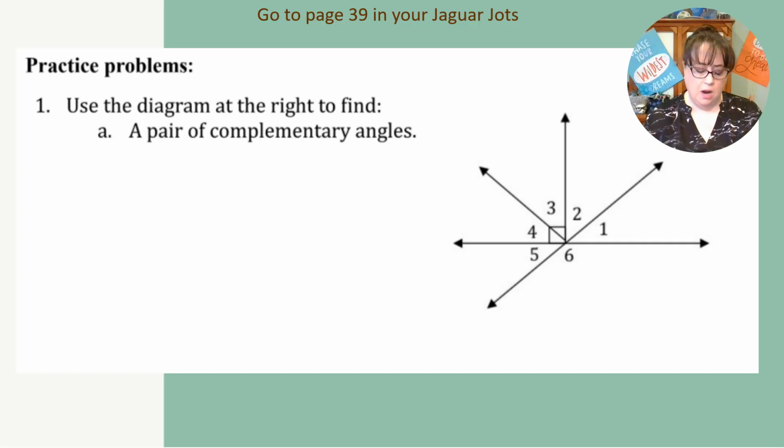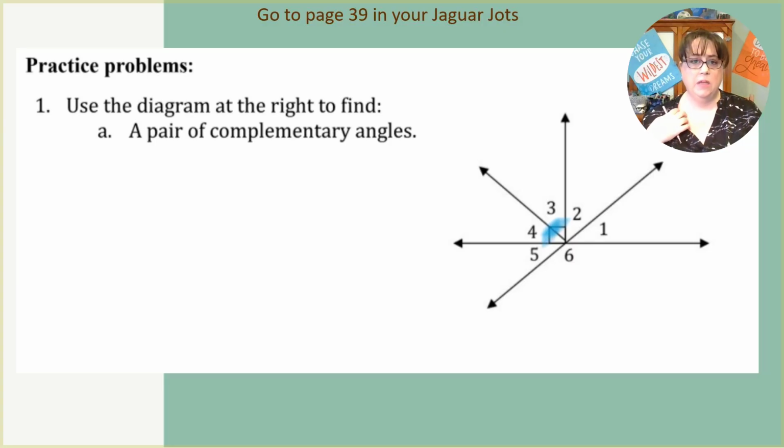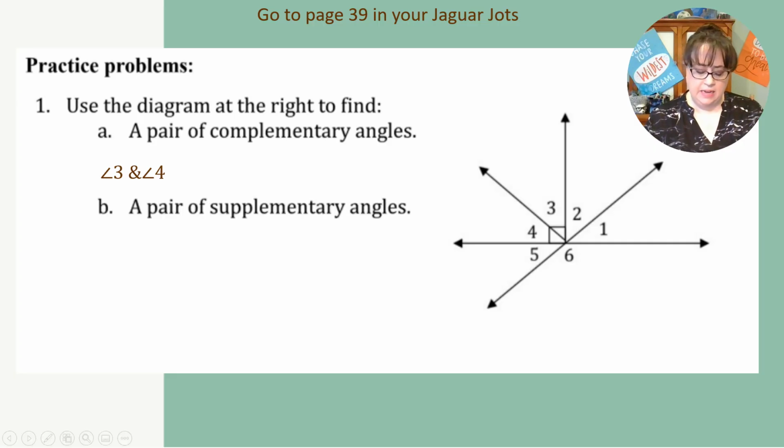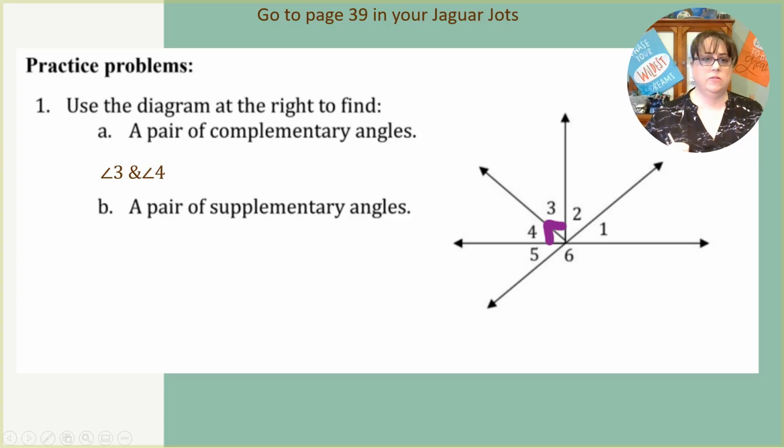So if I look here, I'm going to try to find something that is 90 degrees. What I find that is 90 degrees is I look for the little box, which I see is right there. So the things that are 90 degrees are 3 and 4. Now, there may be other pairs of complementary angles there, and by all means, if you see them, identify them. But because we have the right angle, that is the most obvious pair of complementary angles.